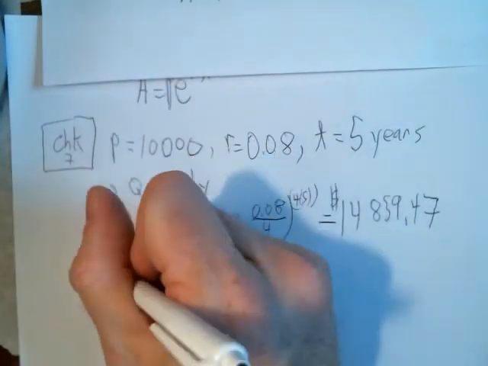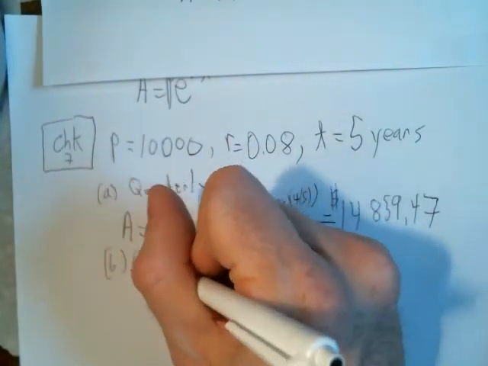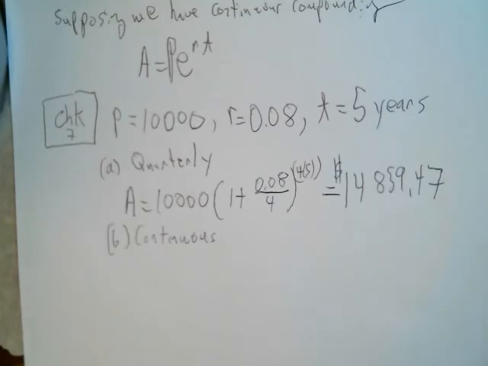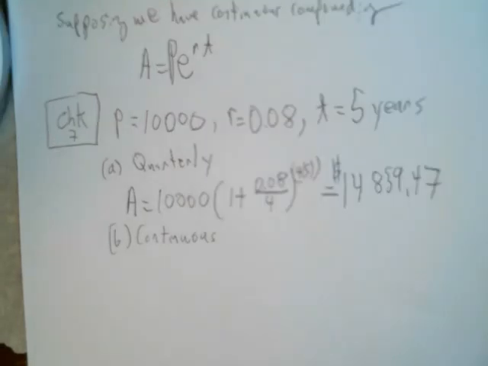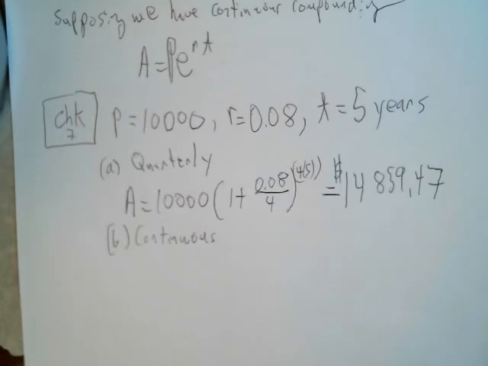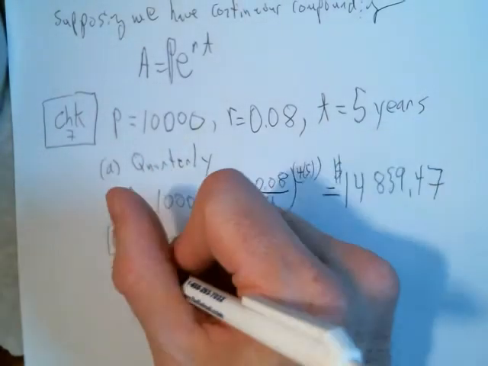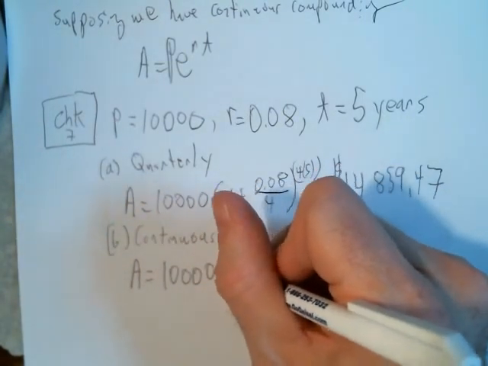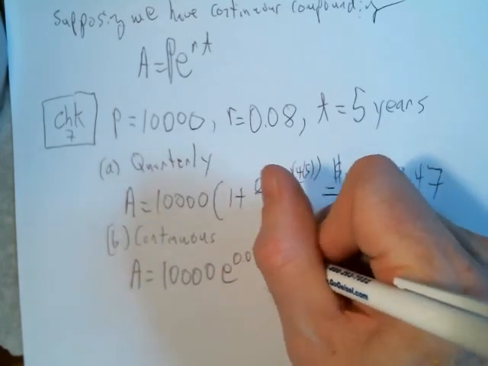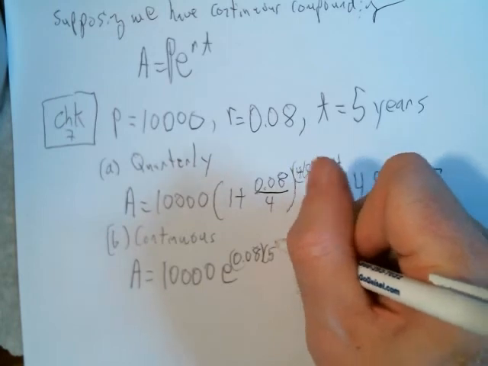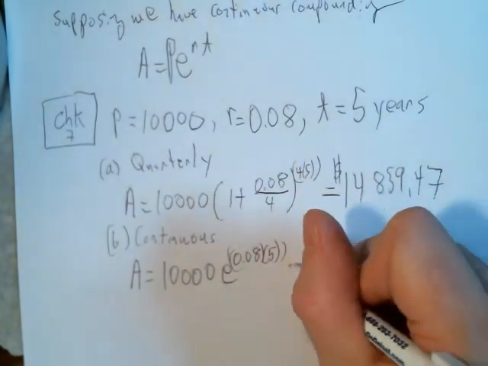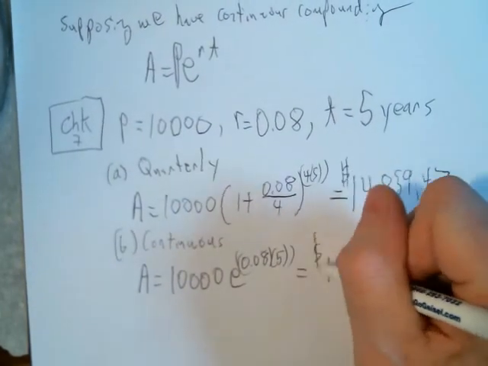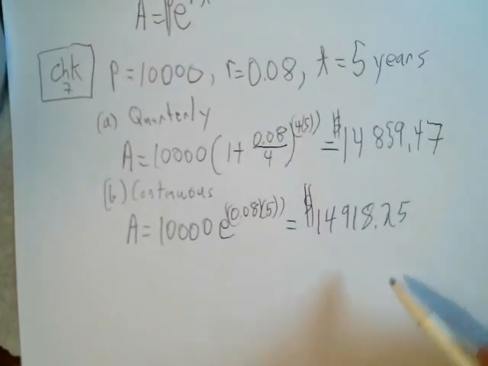The next question then, what happens if you do continuous compounding? Personally, I'm thinking, well, if they're compounding it second by second, I should have $1 billion. It turns out not to be that big of a deal, though. It's probably like a $100 difference. So if you plug this into the formula, you get 10,000 times e to the r, which is 0.08, times t, which is 5. If you do that, you're going to get $14,918.25.